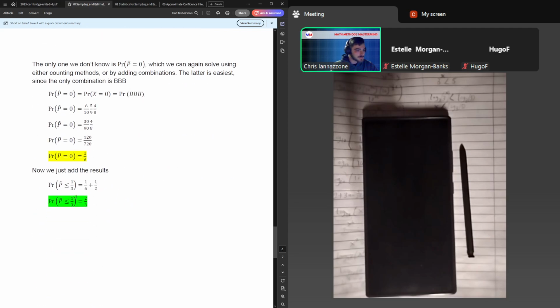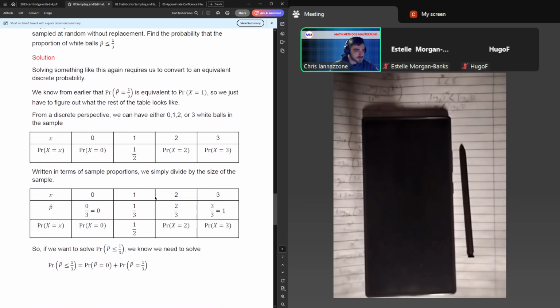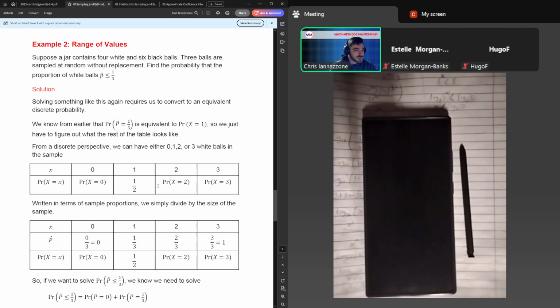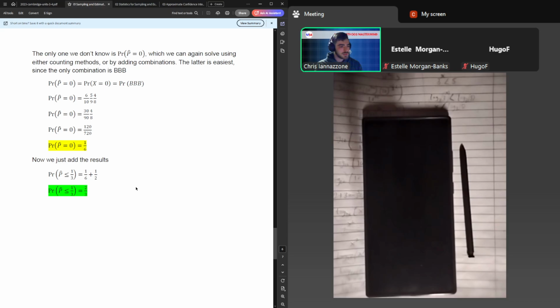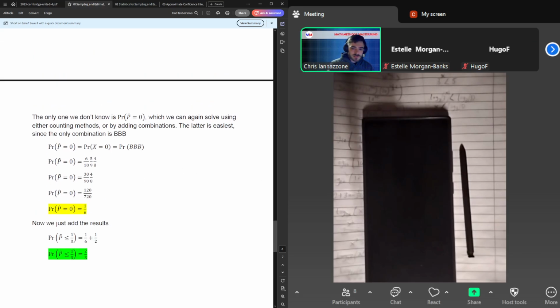Finally, you're just going to add those 2 things together. And that'll be the calculating a range of probabilities. So again, this is basically revision for discrete. The only thing you have to do at the start of this question, once again, is convert your p hat values to x values and then treat it like discrete. Anything to clarify there?